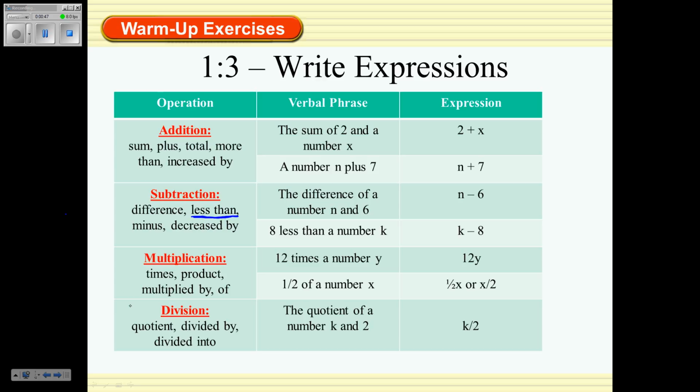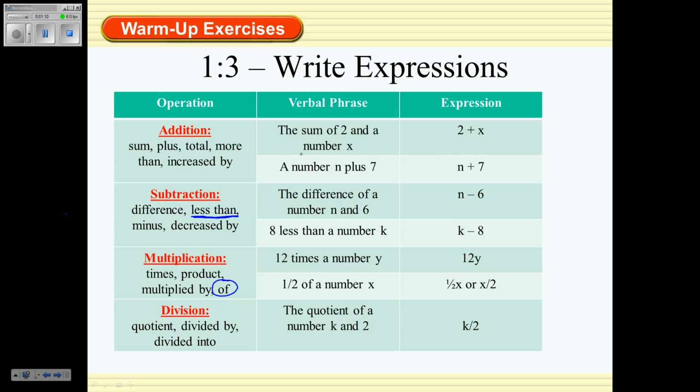For multiplication, you have times, product, multiplied by, and of. Of is a biggie, circle it. Anytime you see the word of, it means multiply always. And division, you have quotient, divided by, and divided into. The next column, you see some verbal phrases. So let's go through these verbal phrases and see how we write the expressions.